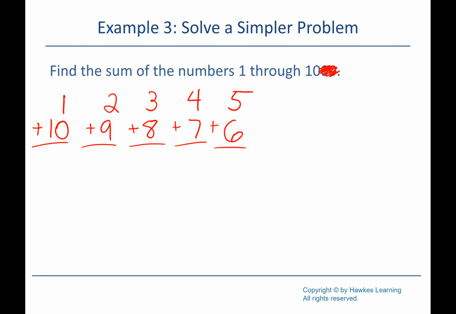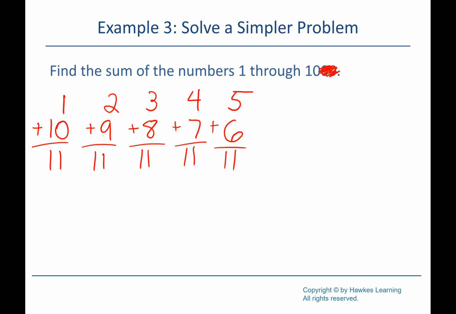So if we do 1 plus 10, that's an easy one, that's 11. 2 plus 9, 11. 3 plus 8, 11. 4 plus 7 is 11. 5 plus 6 is 11. Okay. So that was their genius or creative trick, or whatever you want to call it, that Gauss came up with.